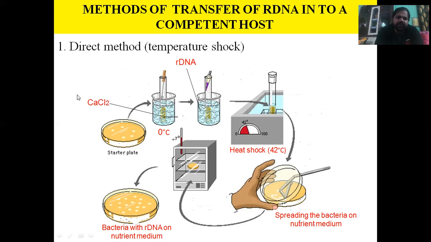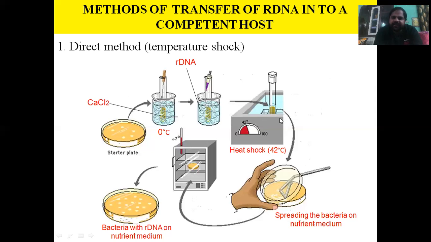And we should know the role of calcium chloride. This calcium chloride, and especially the calcium ion, helps the binding of DNA to the surface of the bacterial cell, so that this divalent cation calcium will help to increase the efficiency of this transfer of DNA into the bacterial cell, or we can say the transformation.